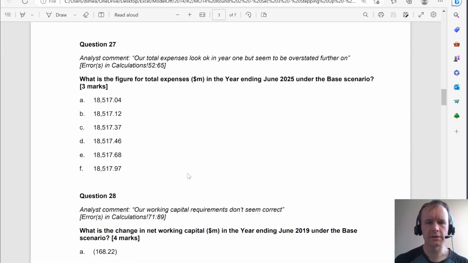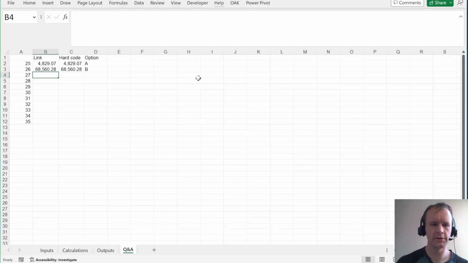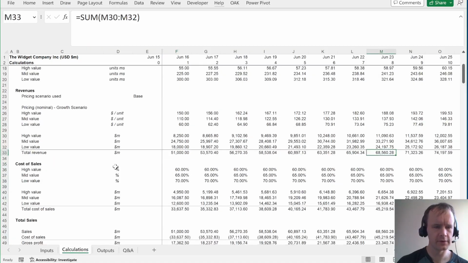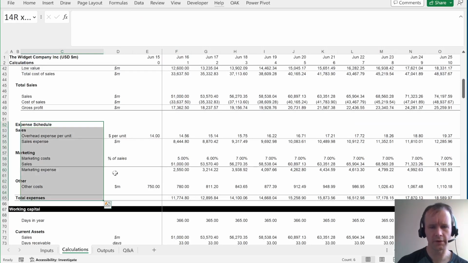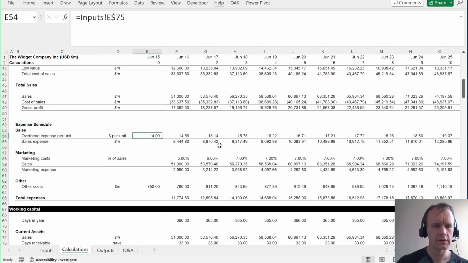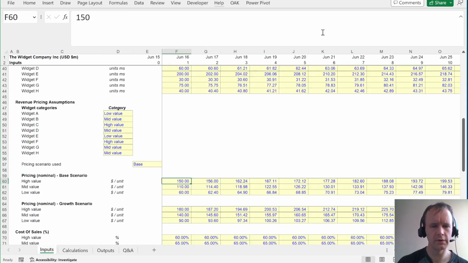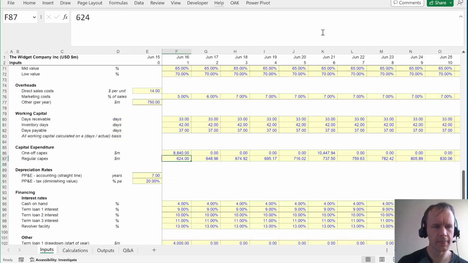Our total expenses look okay in year one, but seem to be overstated further on. Calculations 52 to 65. Okay, so there's a few different places it could have gone wrong. Let's figure out what's happening. So inputs E75 here. So we've got $14 per unit.